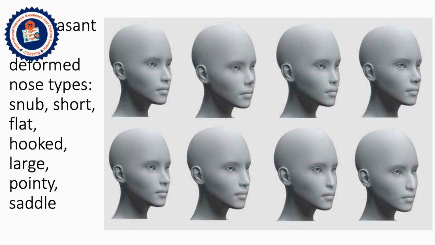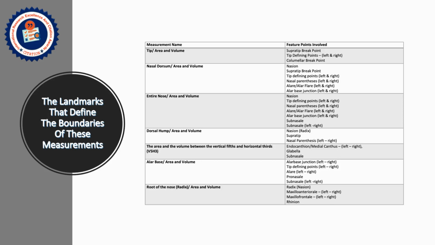GF Pleasant and 7 deformed nose types, as I already said, snub, short, flat, hooked, large, pointy, saddle, can be briefly seen here. And the landmarks we used that define the boundaries of these measurements were all obtained from the literature, from the paper I presented to you, that are being commonly used to define that area. For example, tip defining points were used for tip with the supratip breakpoint and the columellar breakpoint.